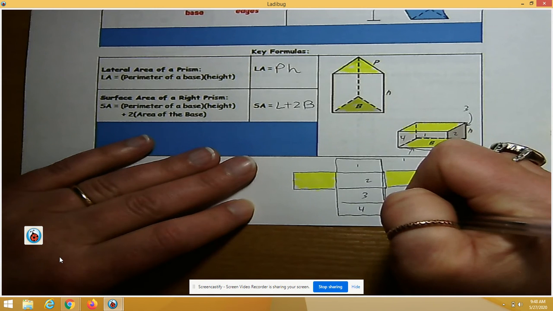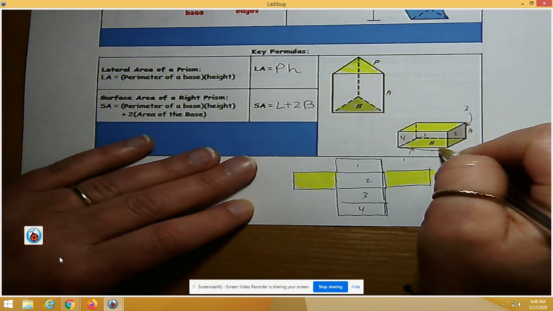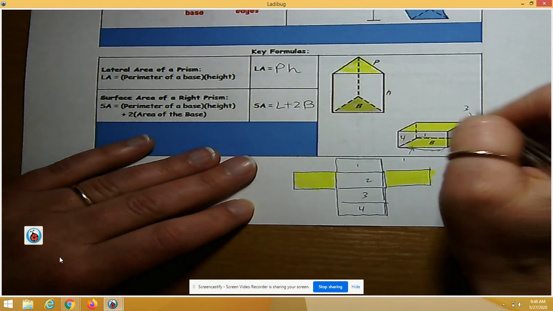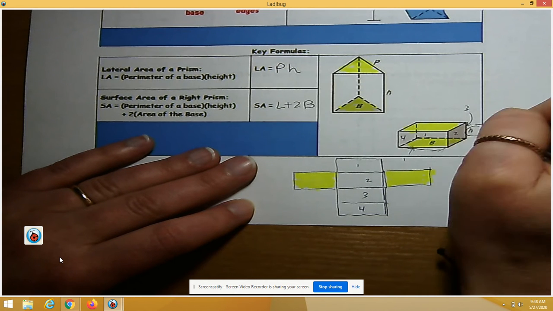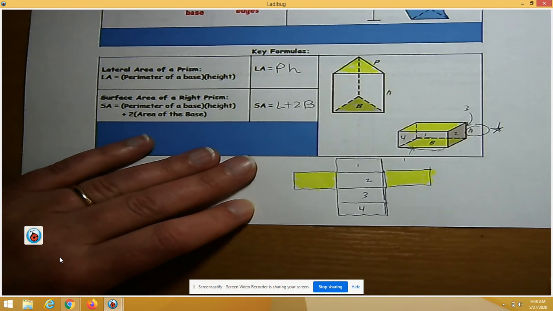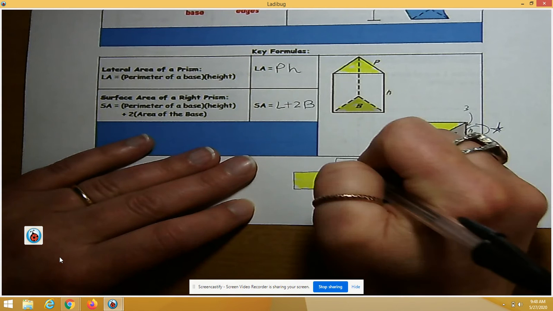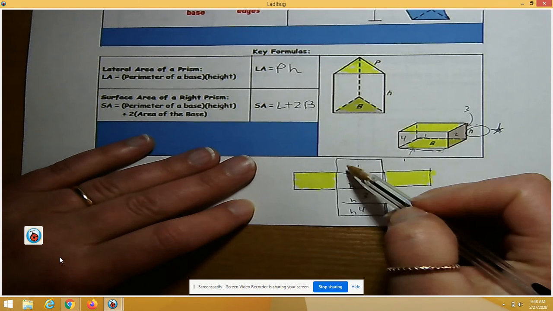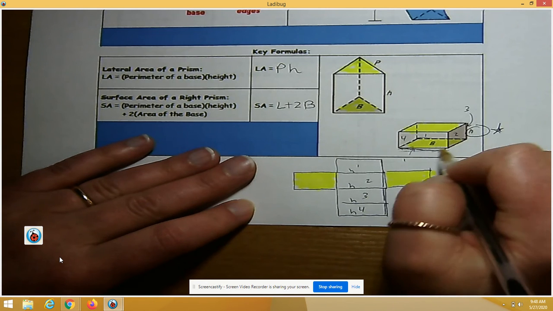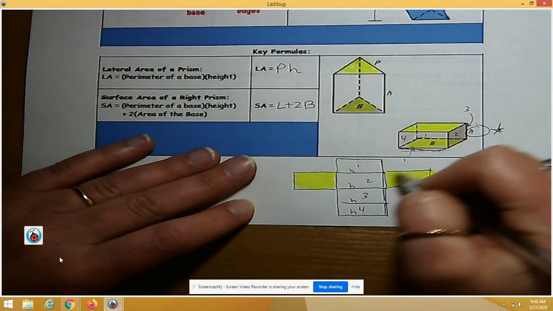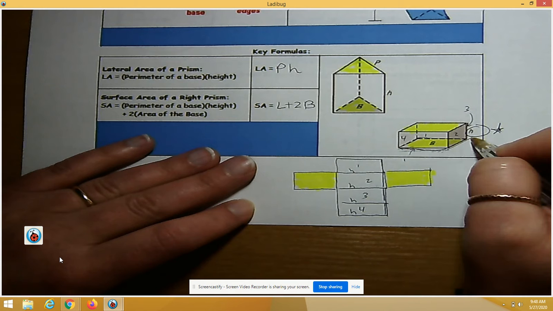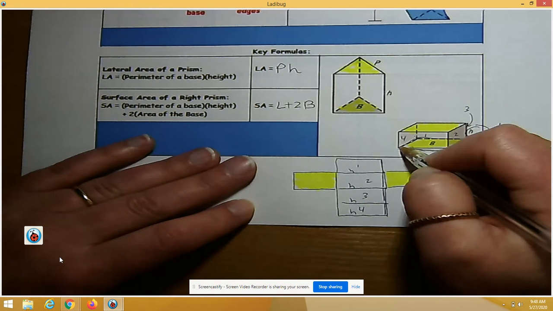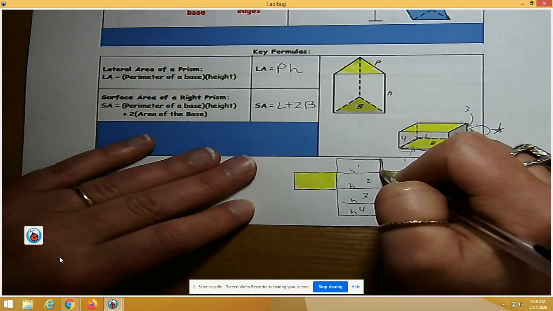Each rectangle is going to get multiplied base times height, because of the height of the figure here. So that height is going to be really, really important. We need to identify the height of the figure. This is the height, this is the height, this is the height, this is the height. So to find the area of section 1, I'm doing this dimension times the height. Section 2, this dimension times the height. Section 3, this dimension times the height, this dimension times the height. So this ends up being this times the height, this times the height, this times the height, this height.